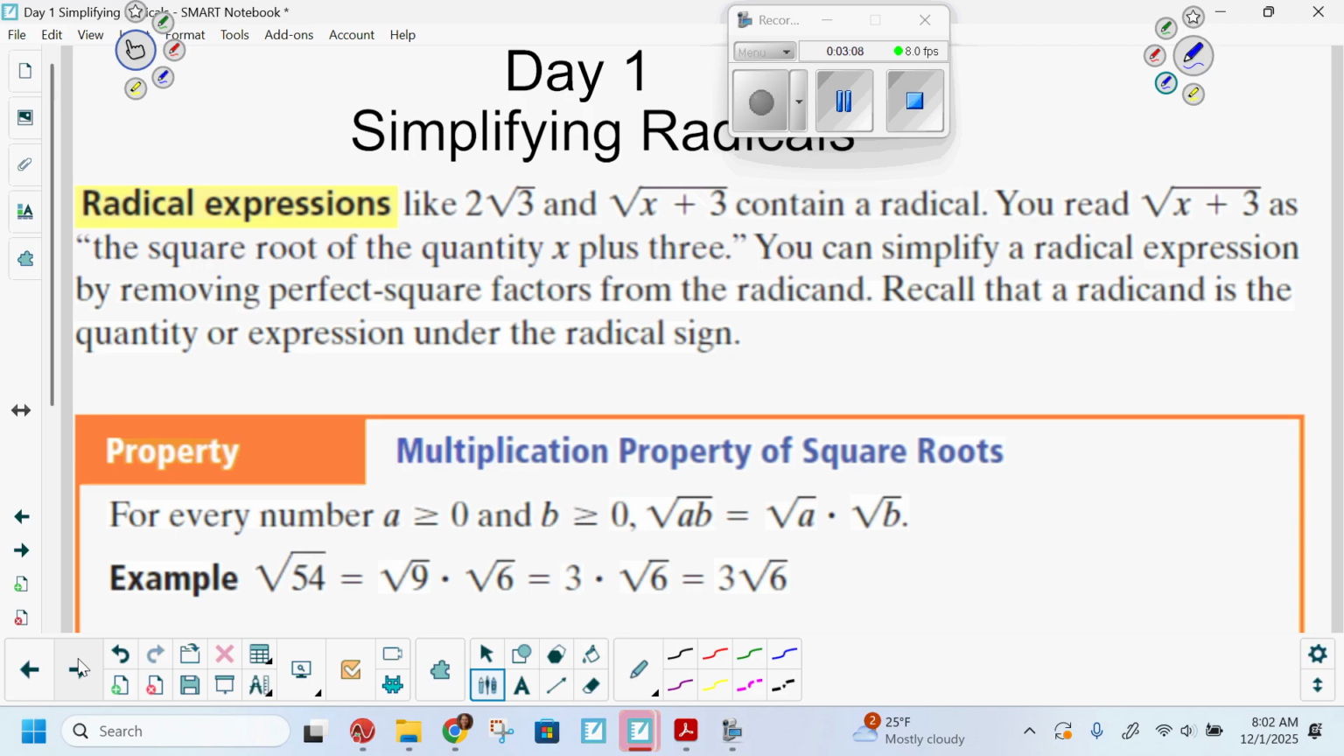So radical expressions like 2 radical 3 and radical x plus 3 contain a radical. You read radical x plus 3 one way as the square root of the quantity of x plus 3. You can also read it the way I read it. You can simplify a radical expression by removing perfect square factors from the radicand. Recall that the radicand is the quantity or expression under the radical sign. So this would be the radicand, this is the radicand.